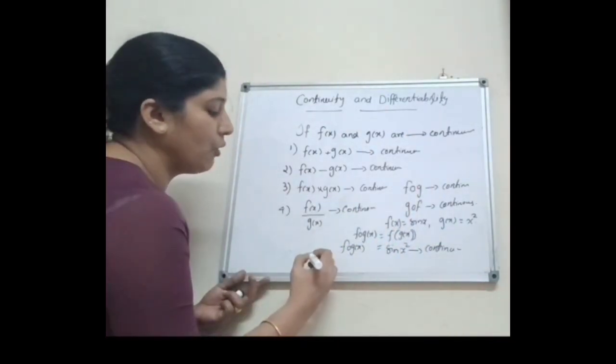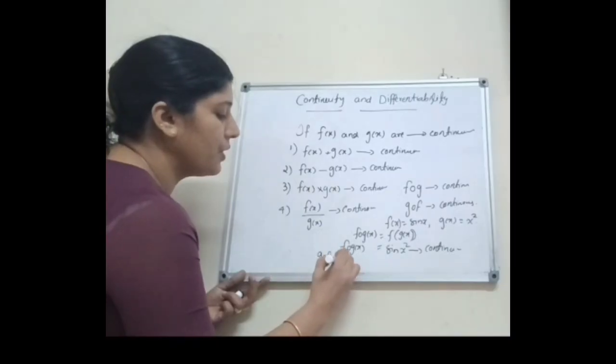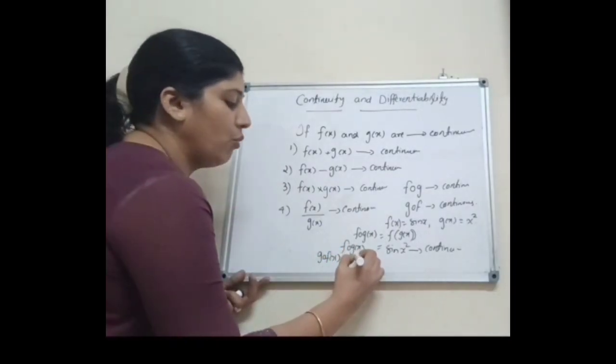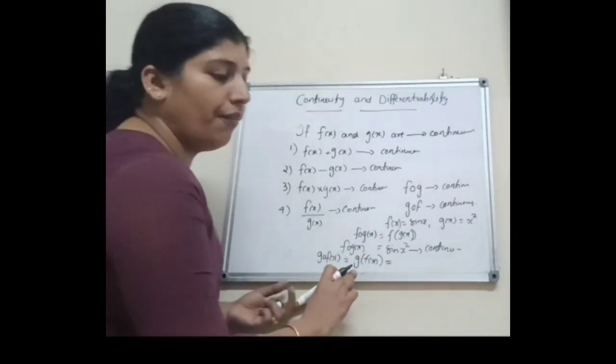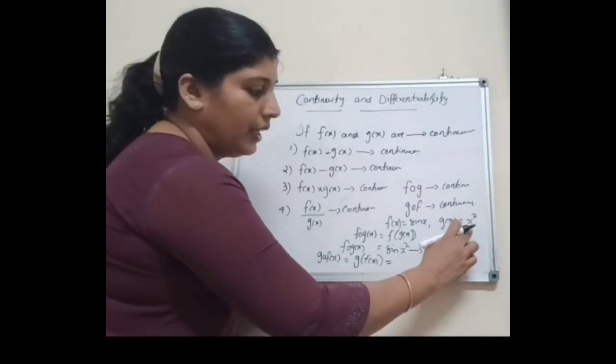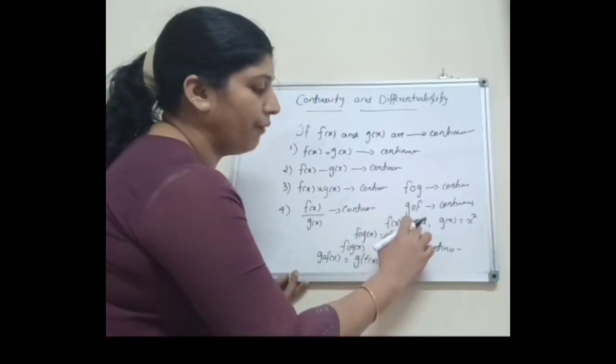Next we can consider the composition g composition f of x. How can we define it? It is equal to g of f of x. That implies here g of x is x square. Here we have to put the function f of x in g of x.